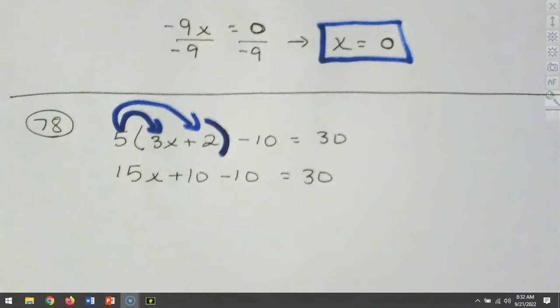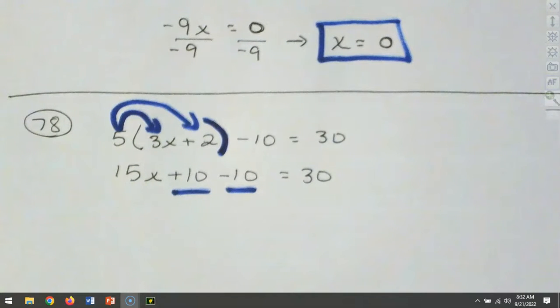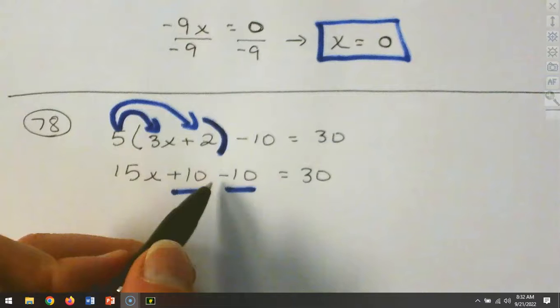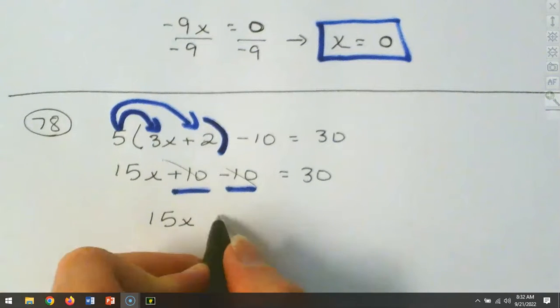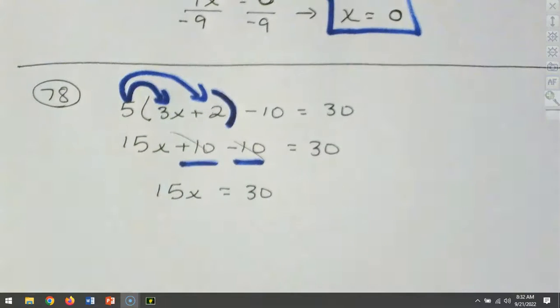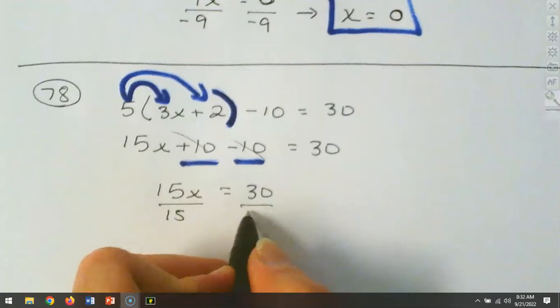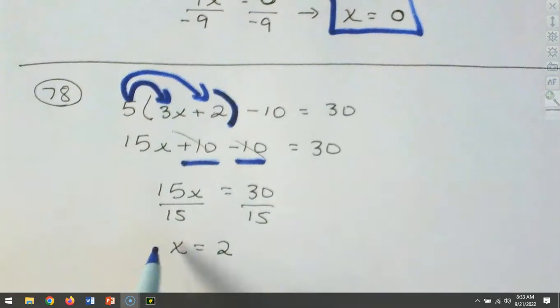Now, before we start doing anything as far as moving across the equal sign or dividing, we always look and combine like terms. On the left-hand side, we have a positive 10 and we have a negative 10, don't we? So those are opposites and they're going to cancel out, right? They're additive inverses. So that leaves you then with 15x equals 30. And how do we finish it now? Divide by your 15. And that leaves you now with x equaling 30 over 15. That reduces directly down to the number 2.